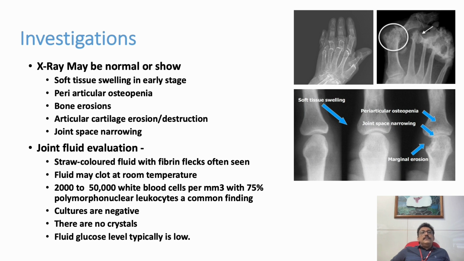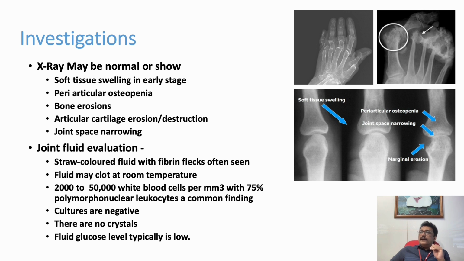Now, X-rays mainly pick up soft tissue swelling, periarticular osteopenia, bone erosions, articular cartilage erosions, joint space narrowing, like that. We get a lot of findings from X-rays of patients who have rheumatoid arthritis. Like in a patient who has rheumatoid arthritis, if we take the X-ray early itself, we can see some changes in the joint spaces.